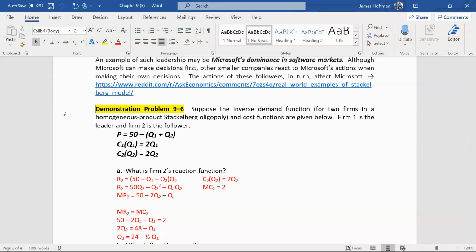So this is demonstration problem 9.6. We'll propose the inverse demand function for two firms in a homogeneous product Stackelberg oligopoly, and the cost functions are given below. So firm 1 is the leader. We'll say firm 1 is Microsoft making Excel, and firm 2 is the follower. We'll say this is Google making Google Sheets.